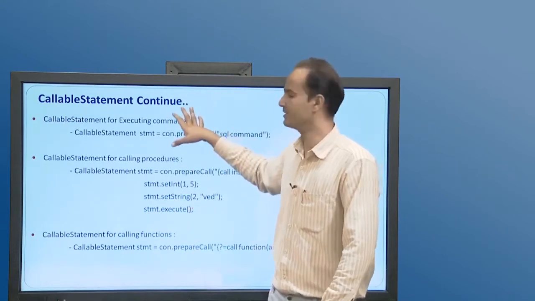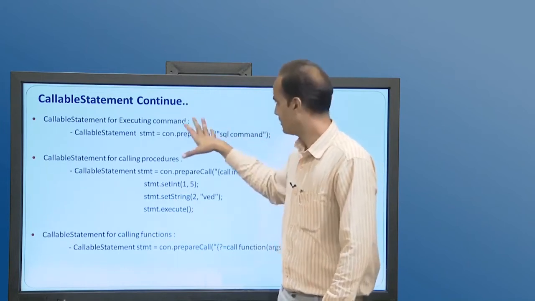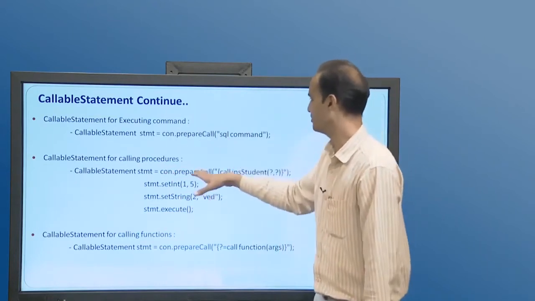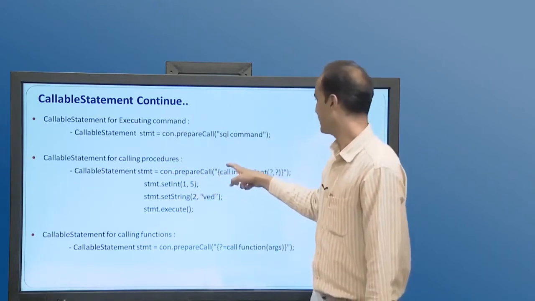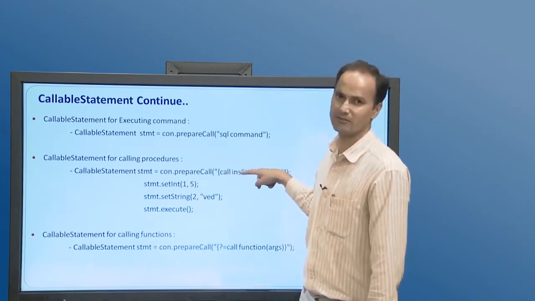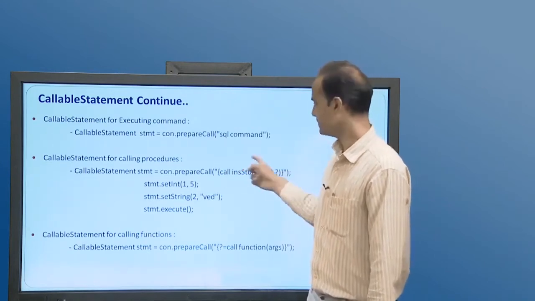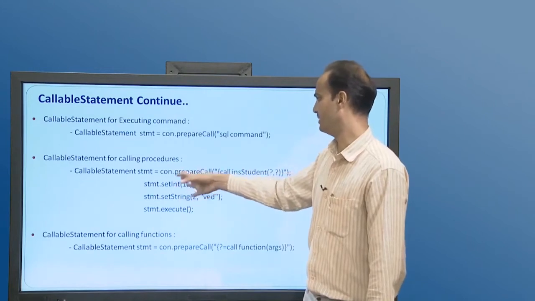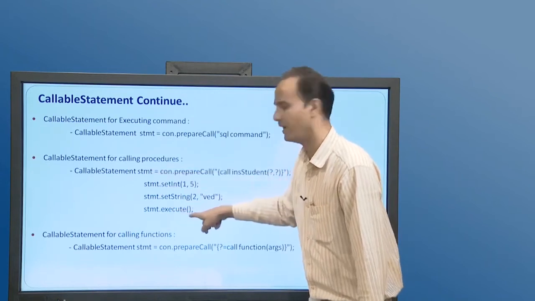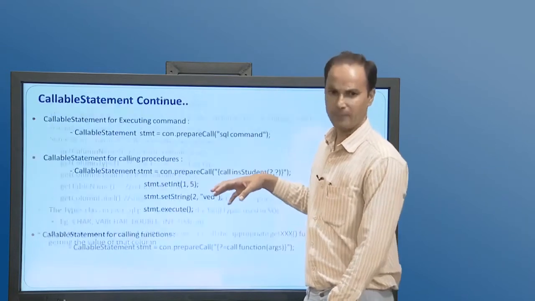For a SQL command, we will use the SQL command as an argument. For a stored procedure, we use the same syntax, connection.prepareCall method, and in curly brackets we write call, the procedure name that we have created in the database, and then we pass the arguments, as we did in PreparedStatement: first argument, second argument. Then we execute this statement with the execute method, so the parameters passed will be executed efficiently.